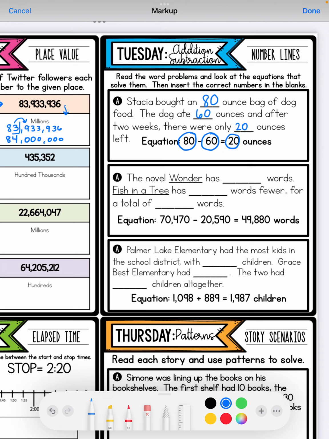Now don't get tricked. This time we got lucky. The first number came first, the second number came second, and then the last number came third. It's not always going to be that way. Make sure that you are taking your time with these word problems.